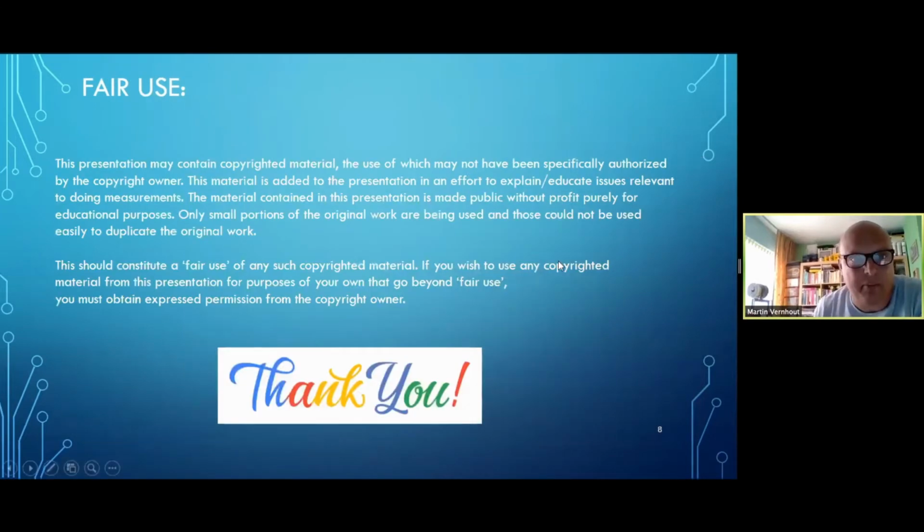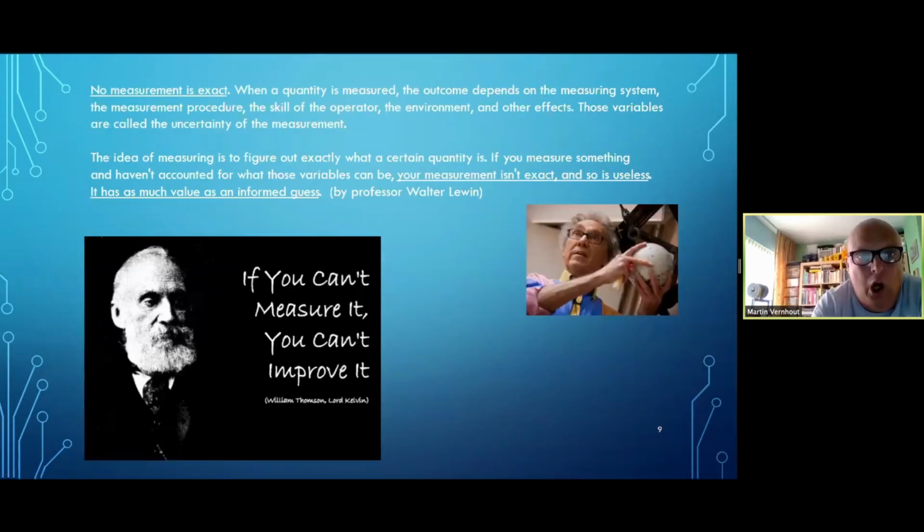All right, so about fair use: I use a lot of material on these slides and I have no clue where it came from. So I'm using the fair use policy. That means if I found it via Google, I can probably find it again. But it is fair use, non-commercial, and freely distributable. All right, so let's get started.